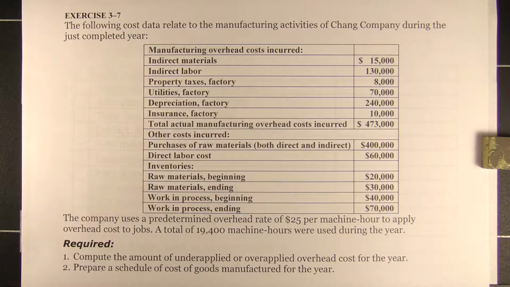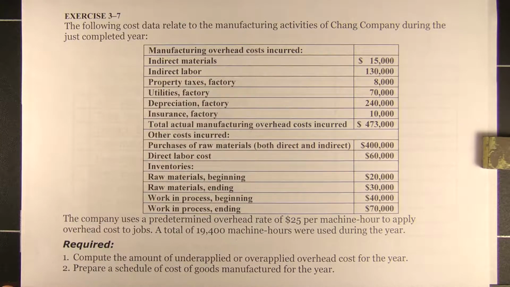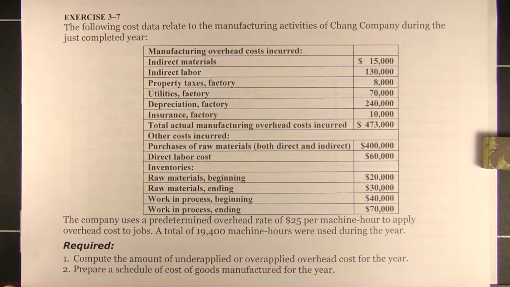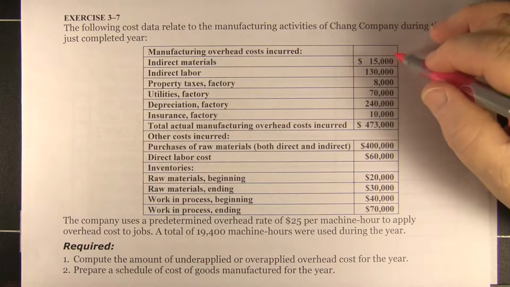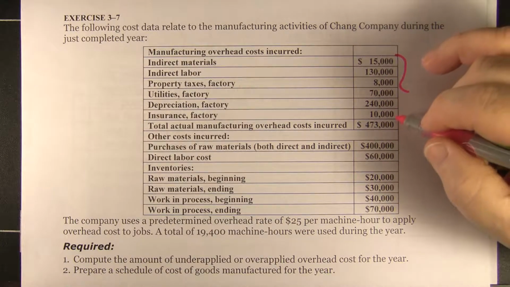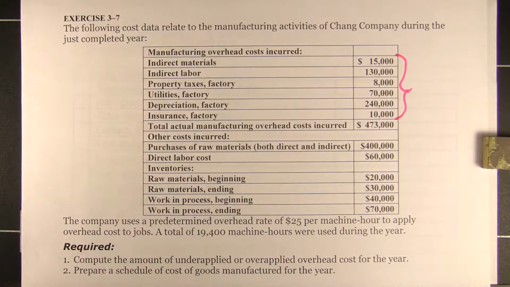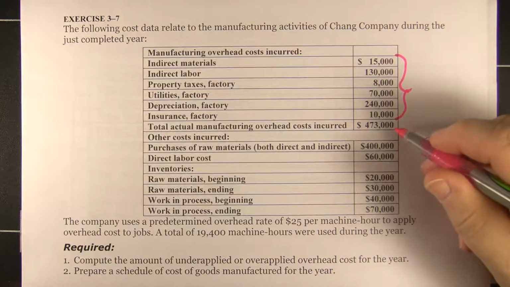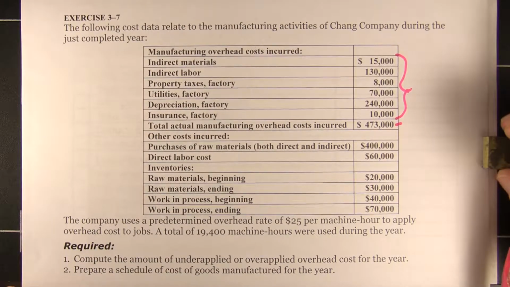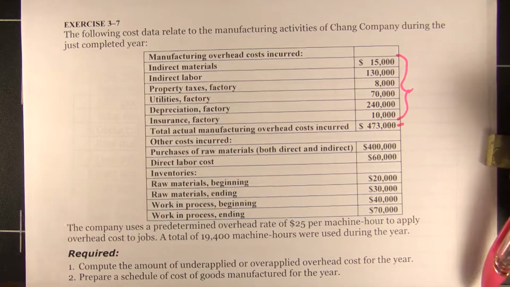Chapter 3, Problem 5. This is exercise 3.7 in the text. Again, it asks us to compute the cost of overhead over or under applied and complete a cost of goods manufactured. So they've given us all of this information, and a lot of it is boiled down for us. All of those pieces, all we really need is that right there, and the rest we'll use some and we won't use some others.